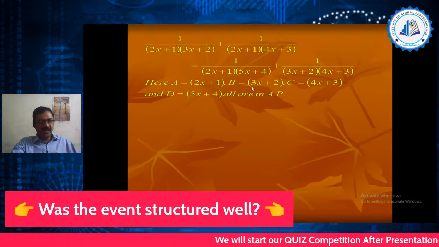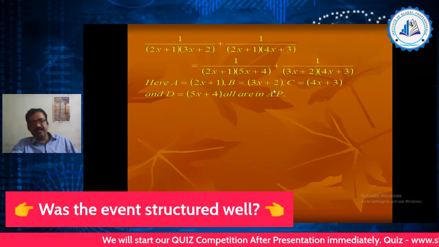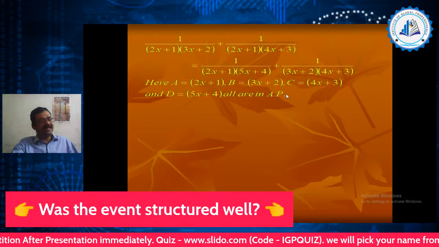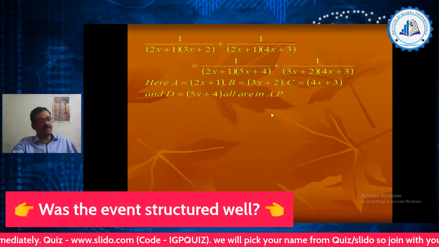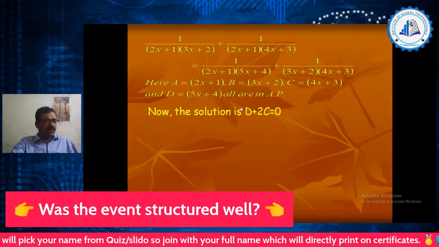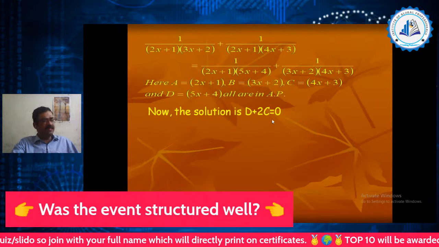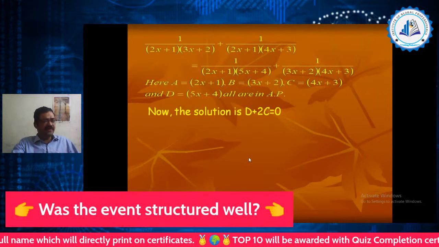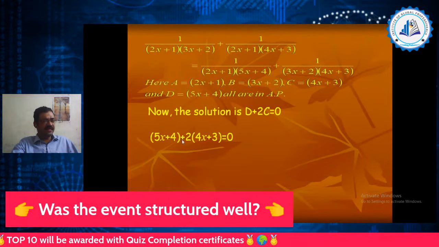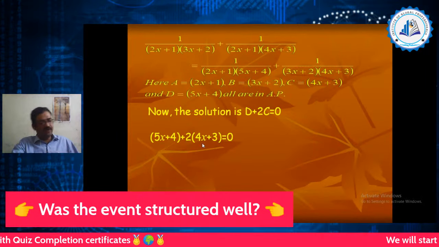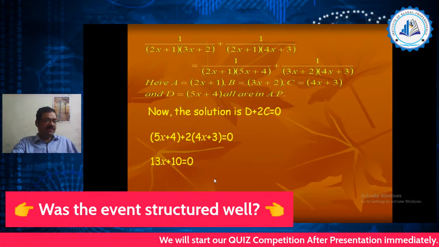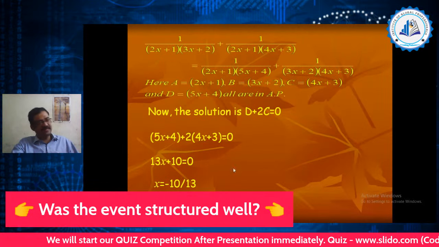If we subtract A from B, we get x plus 1. If we subtract B from C, we get also x plus 1. If we subtract C from D, also x plus 1. That is, A, B, C and D are all in arithmetic progression. So this method is applicable. Ultimate plus twice the penultimate. So the ultimate D is 5x plus 4, and twice the penultimate C is twice 4x plus 3. So 5x plus 4 plus twice 4x plus 3. If we multiply 2 by 4x plus 3 and solve, we get 13x plus 10, so x equals minus 10 by 13.